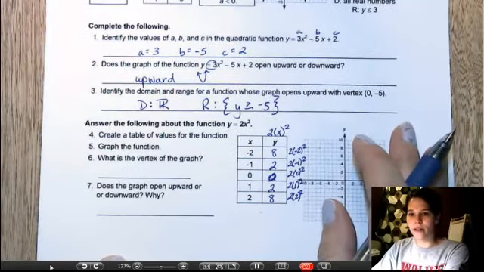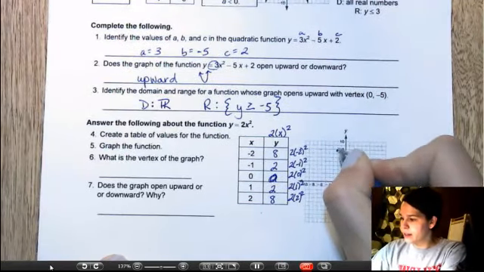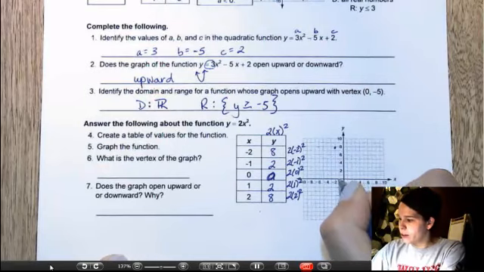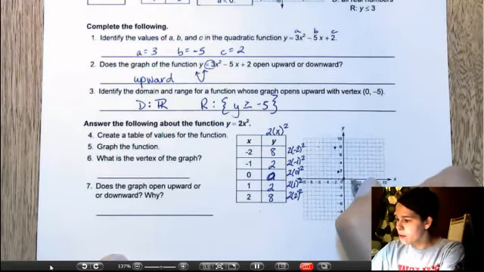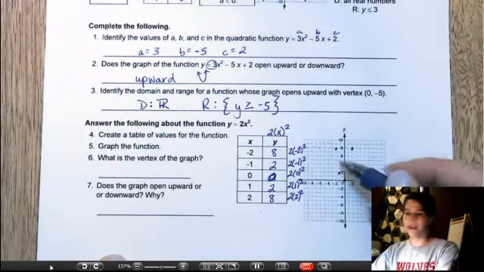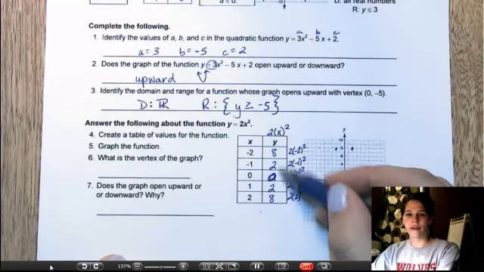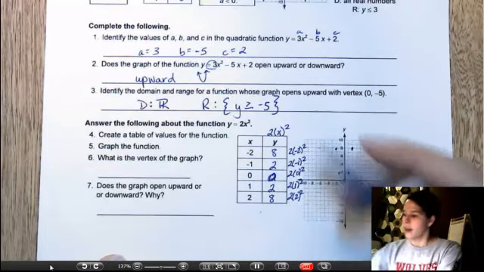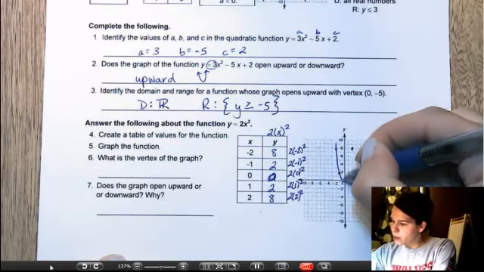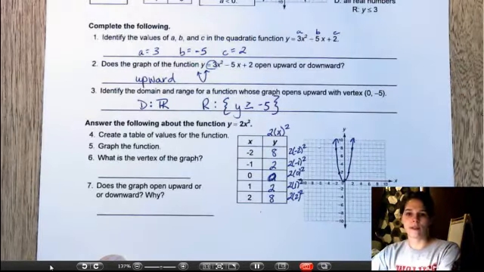Let's just plot those on quickly. Negative 2, 8. Negative 1, 2. 0, 0. 1, 2. And 2, 8. And you can see, I picked values that mirror each other. You can see on here how those values go together. And then, because we know this is a U, we're going to connect those points in a sweeping motion. We're not just going to do straight lines.